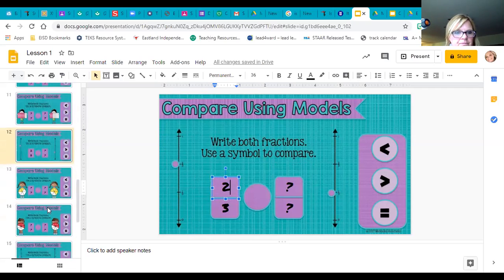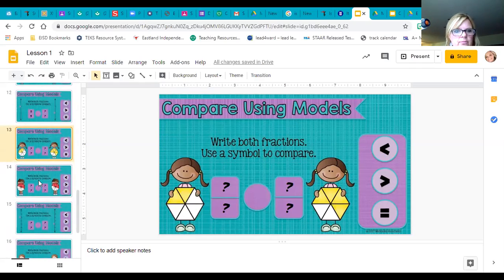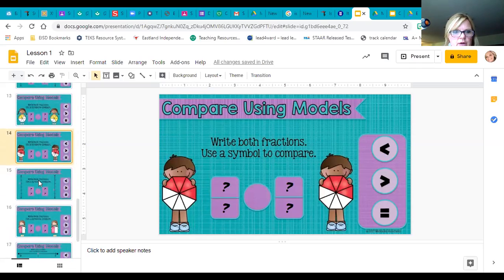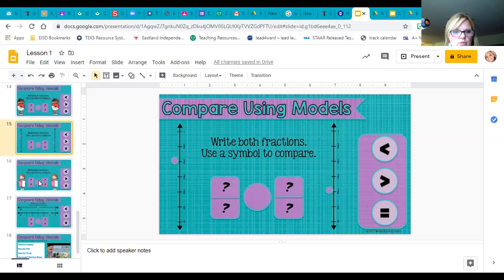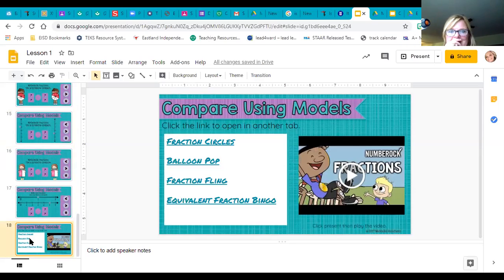All right, then you've got a hexagonal model. Hexagons, we just did that. Same thing. Same way as a circle. It doesn't really matter. And then we got an octagon that they're comparing. I'm liking this more and more the more I look at it. And then number lines.